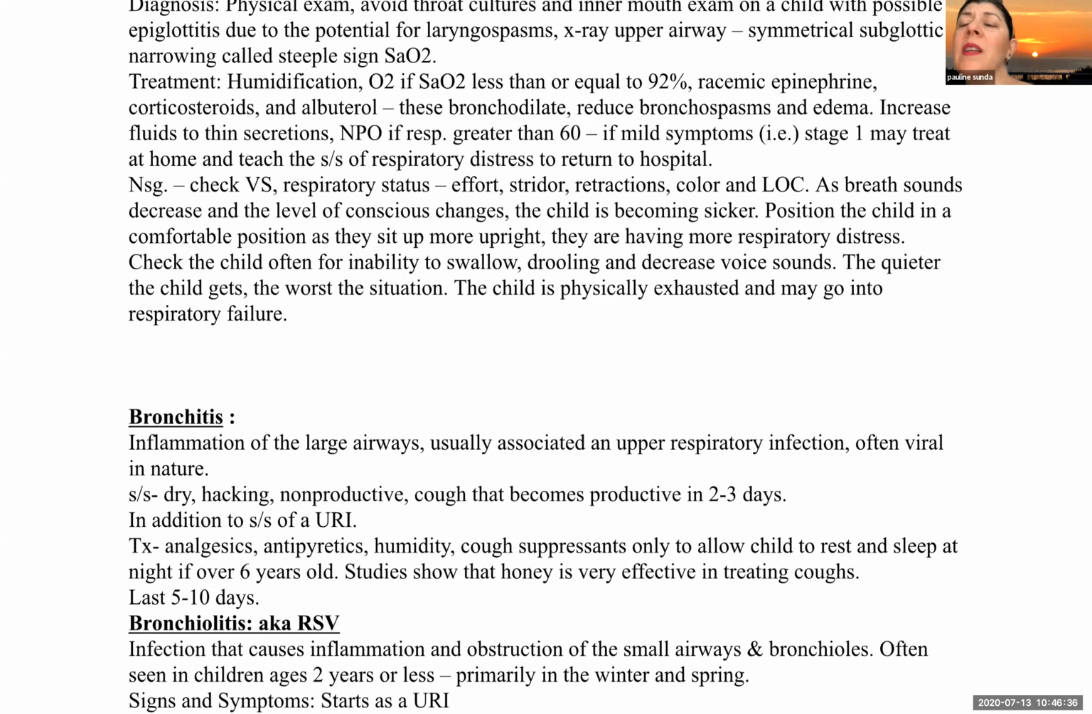If the respiratory rate is greater than 60, they'll be NPO, and the reason is because we don't want to have issues with aspiration. If their signs and symptoms are mild, so if they're only in stage 1, they may actually just be able to stay home and then teach the parents the signs and symptoms.